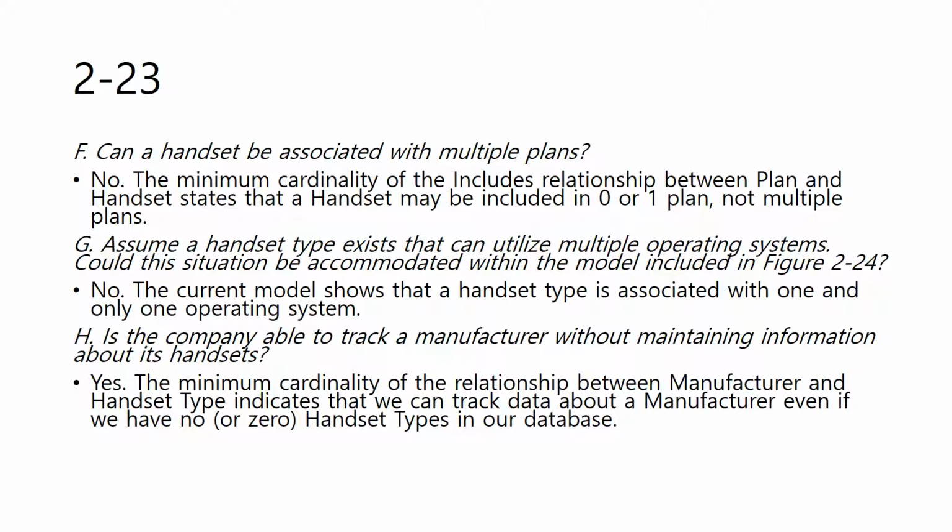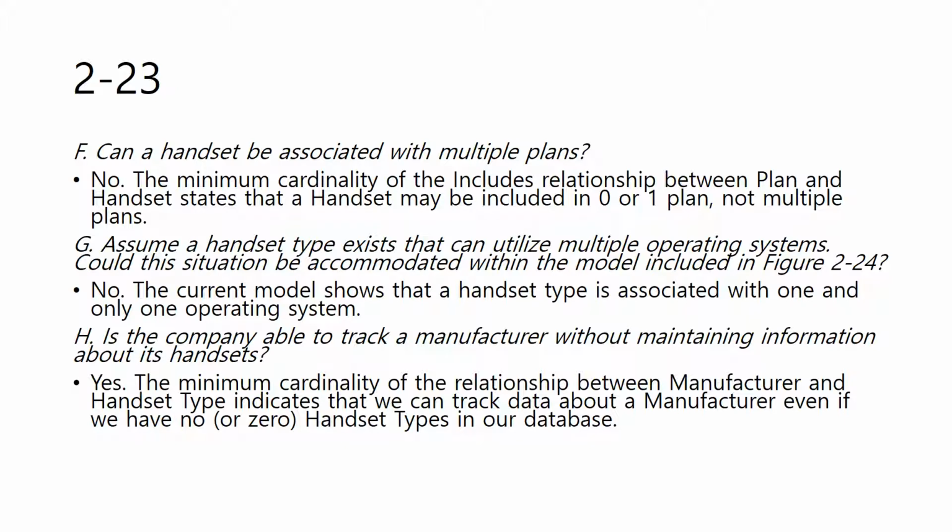Problem G. Assume a handset type exists that can utilize multiple operating systems. Could this situation be accommodated within the model included in Figure 2-24? Actually, no. The current model shows that a handset type is associated with one and only one operating system.